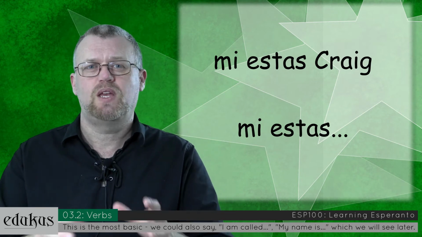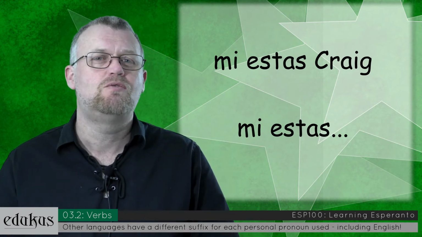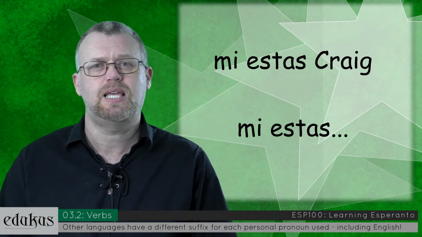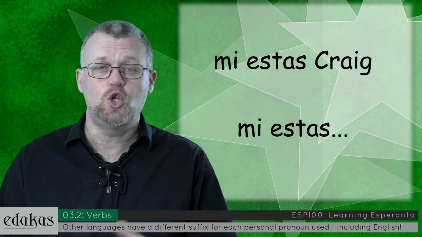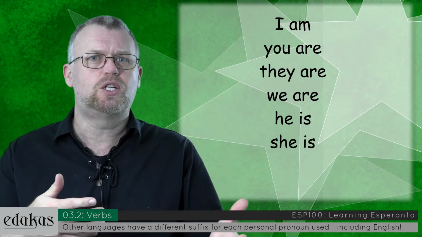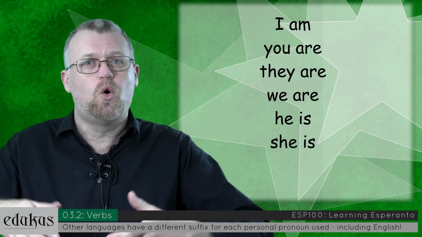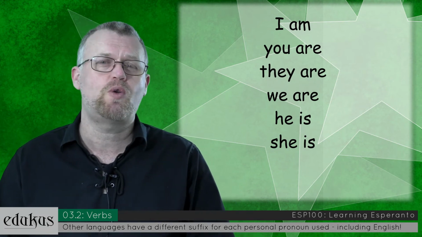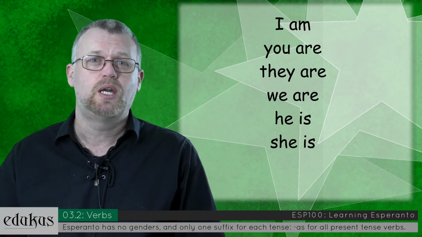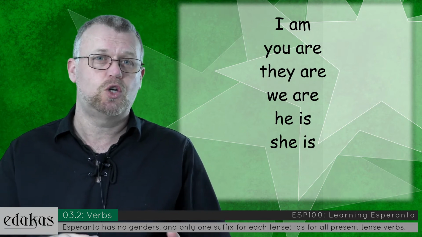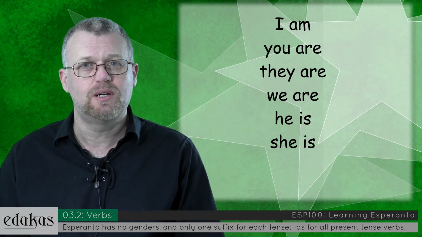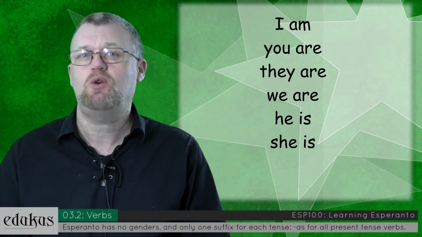Now at this point, if you know other European languages, you may be wondering what the other forms of this present tense are. How do we say you are, they are, we are, he is, she is? You see, even in English, that verb is changing according to what we are using as a personal pronoun. In other languages, this may also change according to whether the word is what we call masculine, feminine, or neuter, its gender. In Esperanto, however, there is no change, there is no gender.